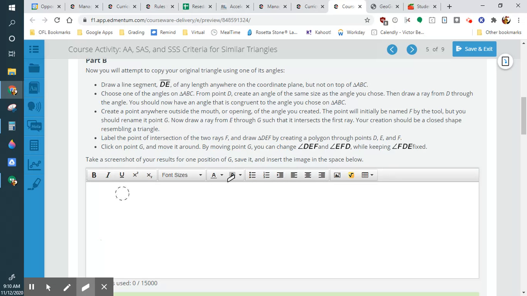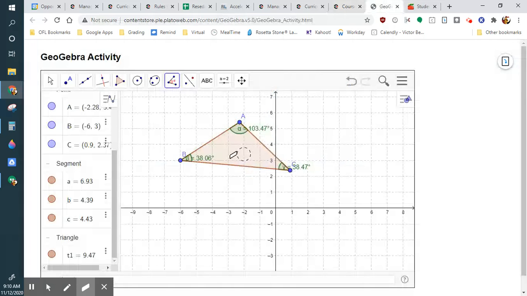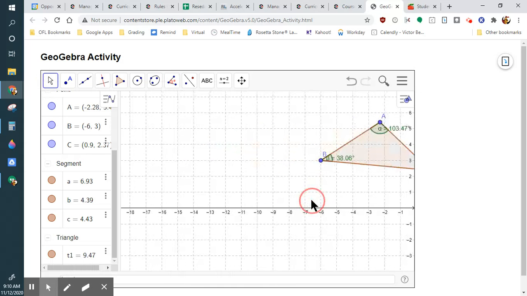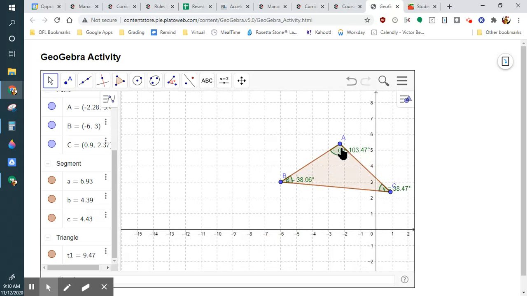So that's what we're going to put. This whole question is just that. We need to follow these directions. It says make a line DE any length anywhere on the plane, not on top of ABC. They just mean don't cover it up. And here's a tip when you're doing this for your assignment: make it look somewhat similar to however you did AB. If you can get it parallel, great. If not, try to get it as close to parallel as possible.